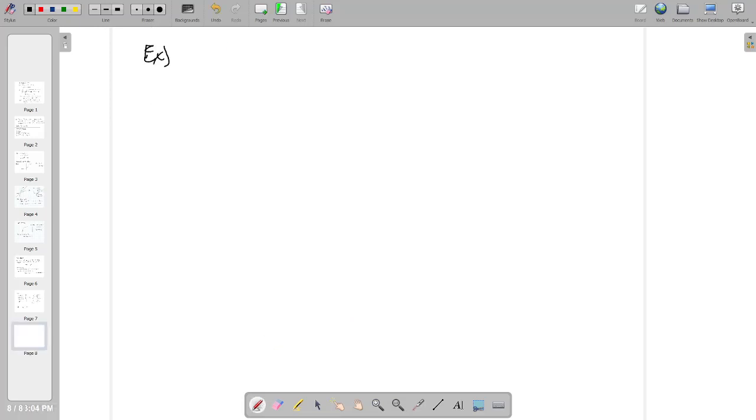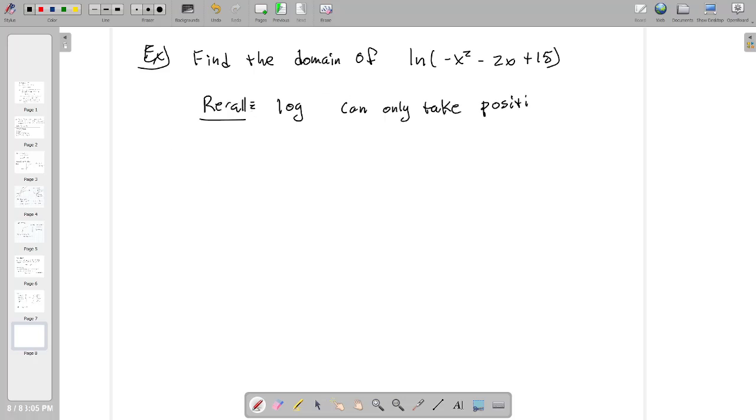All right, I'm going to do one more example. Find the domain of ln of -x squared minus 2x plus 15. Now remember, logarithms can only take positive values. So if we're looking for the domain of this, then we need to figure out when this interior part is positive, strictly positive. So we need to factor this. -x squared minus 2x plus 15.